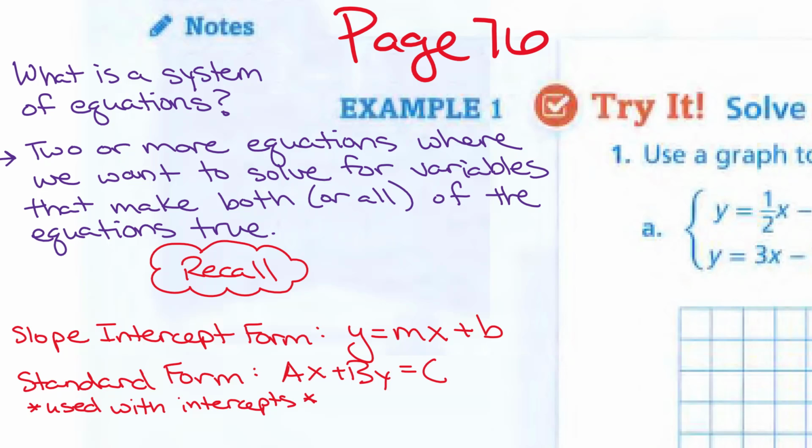And recall two of our linear forms, slope-intercept form, y equals mx plus b, and standard form, ax plus by equals c. We use the standard form to graph with the intercepts. Point-slope form was a good one too, but today we're just reviewing with our slope-intercept and our standard form.